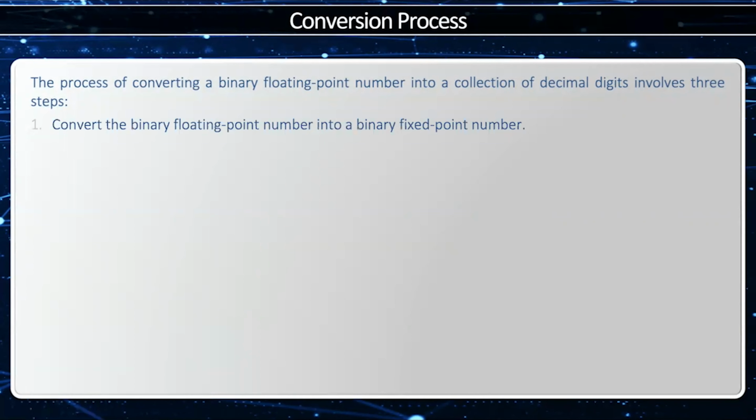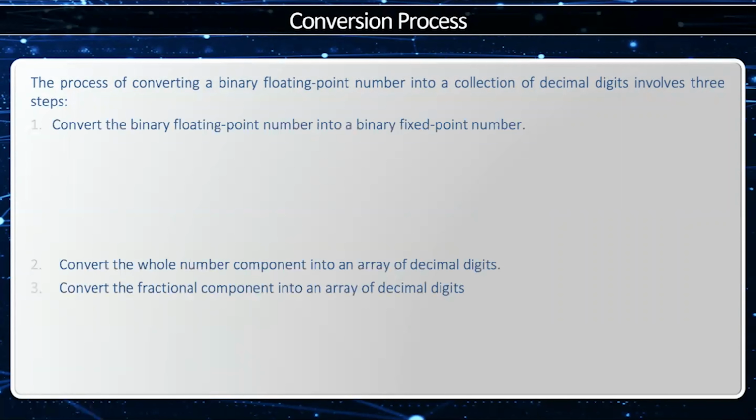The process of converting a binary floating point number into a collection of decimal digits involves three steps. First, we're going to convert the binary floating point number into a fixed point number. Then we're going to convert the whole number component into an array of decimal digits. And finally, we're going to convert the fractional component into an array of decimal digits.